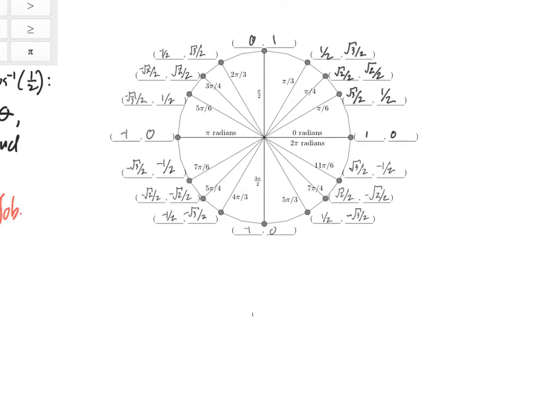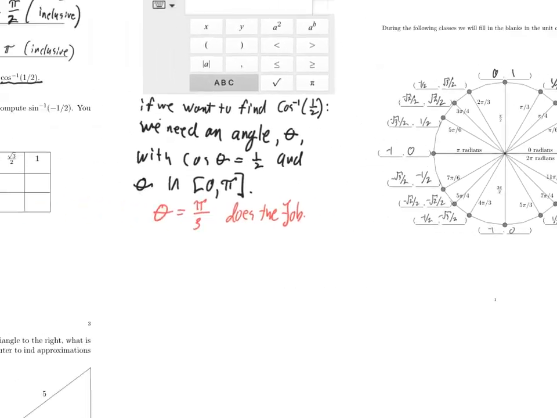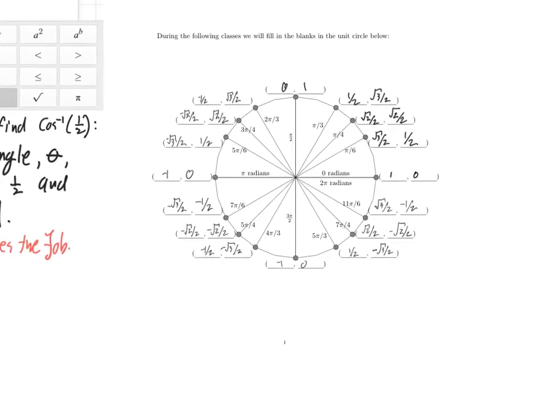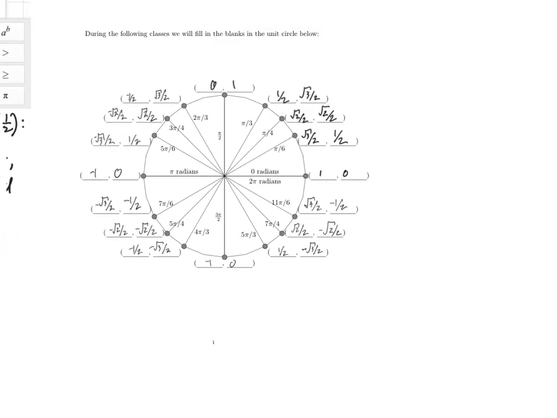So looking at this, what did we want? We wanted an angle which satisfies that sine of theta is equal to negative 1/2 and such that that angle is in between negative pi over 2 and pi over 2. That's the setup. So where do we see a y value, because sine is the y value, of negative 1/2? I see one there, and I see one there. Well, what angles correspond to that? Well, I see negative 7 pi over 6 and 11 pi over 6.